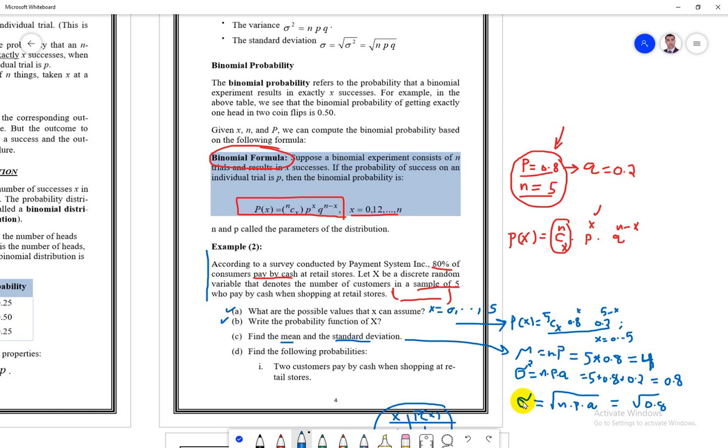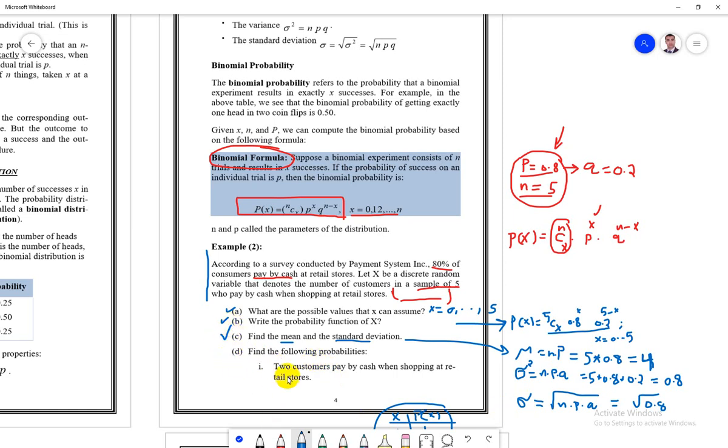You have conditions. Once you have the conditions satisfied, then you can apply the probability distribution function for that case. For the binomial, you have some conditions. Once satisfied, then you are applying a probability distribution function. Okay, so now we answer question A, question B, question C.